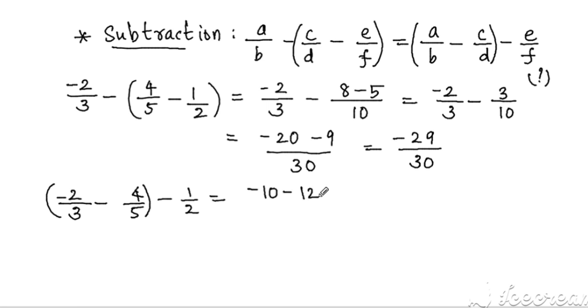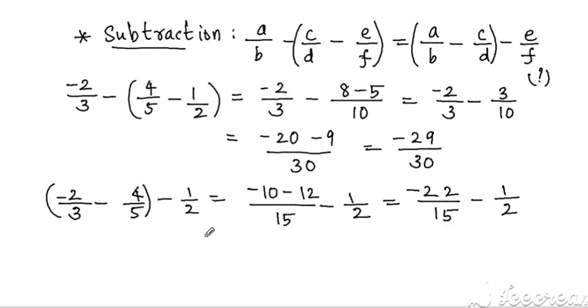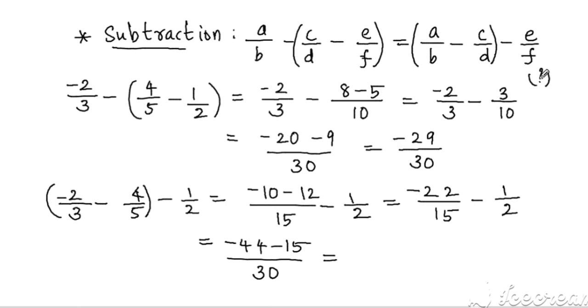So you will obtain negative 10 minus 12 by 15 minus 1 by 2, which is equal to negative 22 by 15 minus 1 by 2. Again cross multiply, you can see that will be equal to negative 44 minus 15 divided by 15 times 2 is 30, which has the same sign. That means you have to add and put the same sign. So 44 plus 15 is 59. So negative 59 by 30.